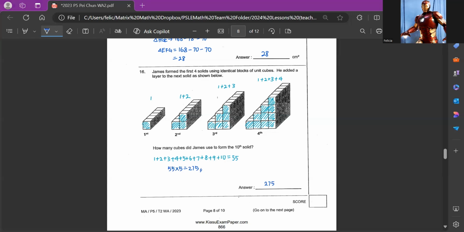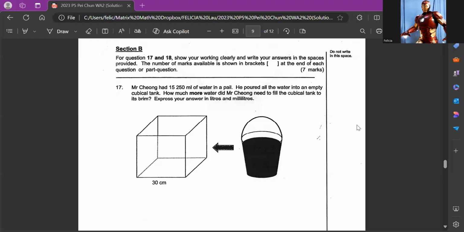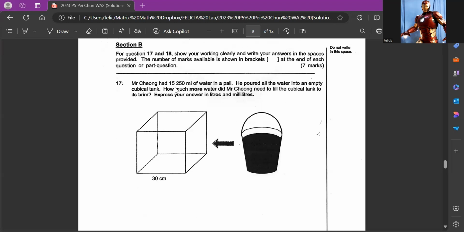We're moving on to section B. All right, let's continue with section B. So question 17. Mr. Chong had 15,250 ml of water in a pail. He poured all the water into an empty cubical tank. Do take note the word cubical comes from the word cube. So how much more water did he need to fill the tank to its brim? Fill to the brim means you want to fill it to the maximum. Remember to express your answer in liters and milliliters.